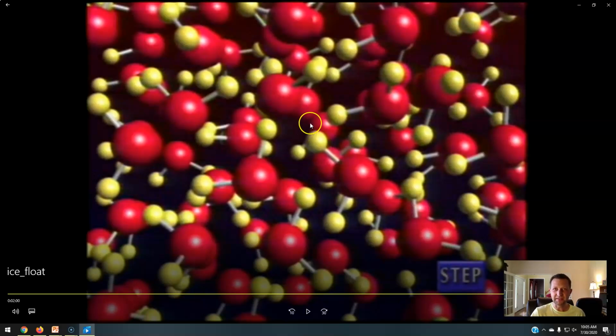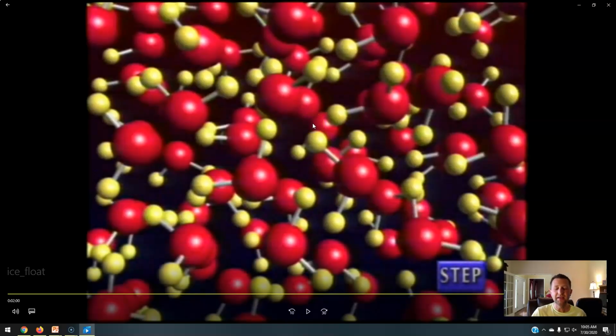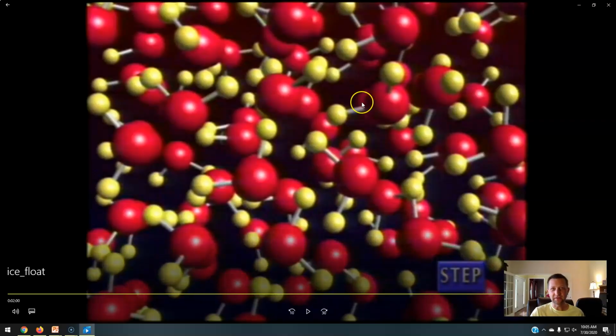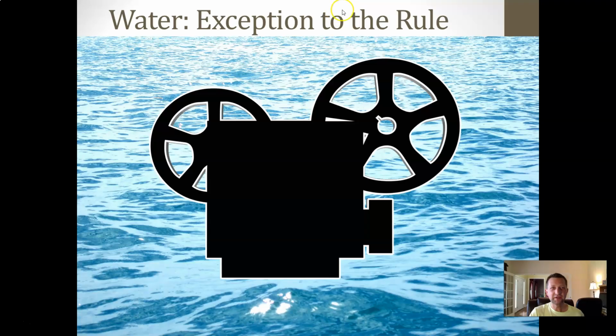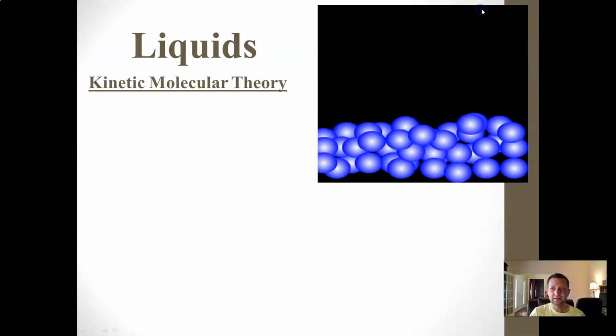So it's the only substance that does that. Part of it has to do with the hydrogen bonding it has and some other things that are a little more in-depth, but I think that's really, really cool and really neat that liquid water is more dense than solid water. That's our one main exception to that trend, okay? So that's pretty neat. And here we go.